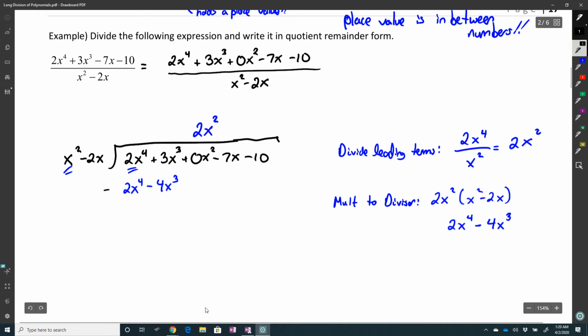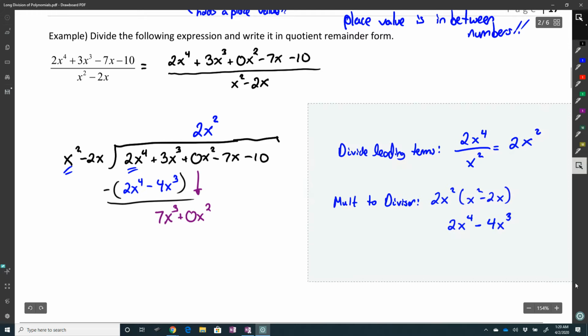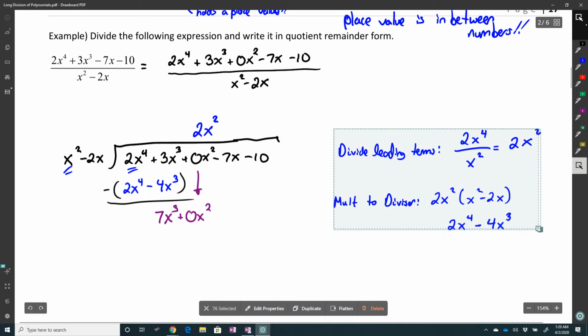Then I subtract. Okay, 2 minus 2 is 0. 3 minus a negative 4. That double negative is the killer of everybody. It destroys people. 3 minus negative 4 is 7x cubed. I'm going to switch colors now. Then I bring down the next term. So all of this is one step. Now that you've done it, let's go on to the next step.